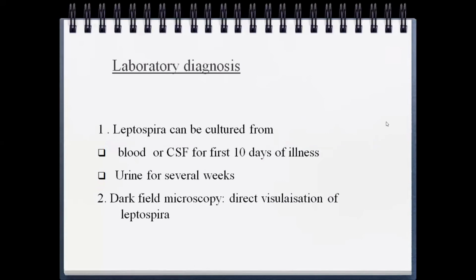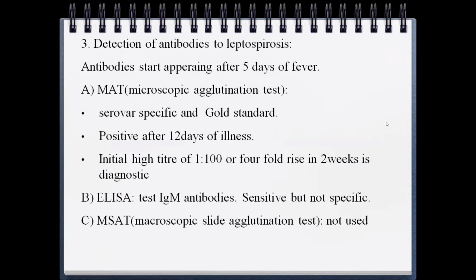Leptospirosis diagnosis. It can be diagnosed from a culture of blood or CSF during the first days of illness, or it can be cultured from the urine of the patient for several weeks. But culture yield is very poor. We do not get many positive cultures for leptospirosis. Sometimes we can do direct dark field microscopy, direct visualization of leptospira, which is a spiral bacteria, but that is also difficult.